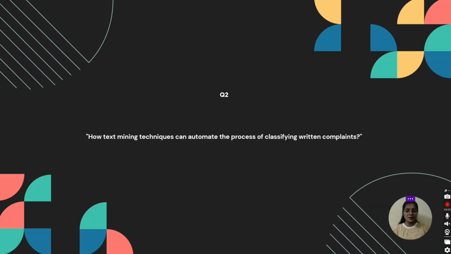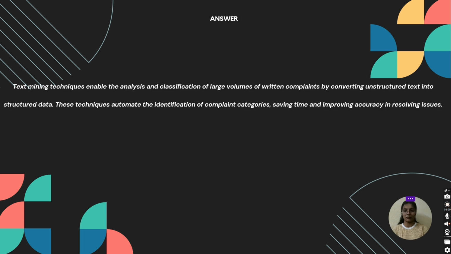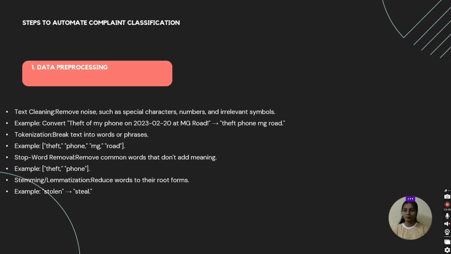Now, let us discuss the next question, that is how text mining techniques can automate the process of classifying written complaints. So, the text mining techniques enable the analysis and classification of large volume of written complaints by converting unstructured text data into structured data. These techniques automate the identification of complaint categories, saving time and improving accuracy in resolving issues.